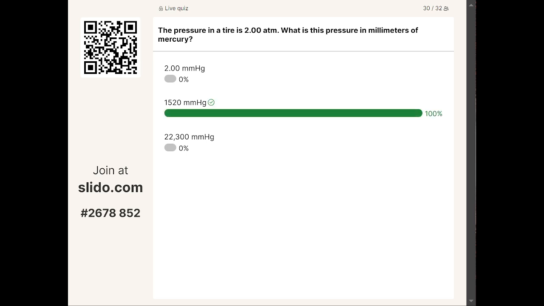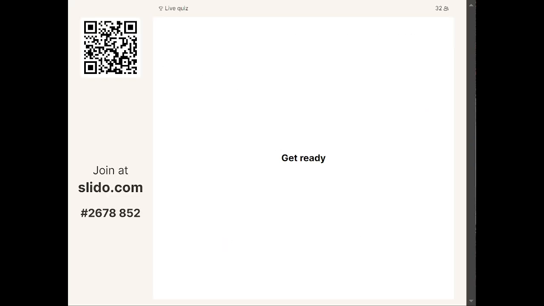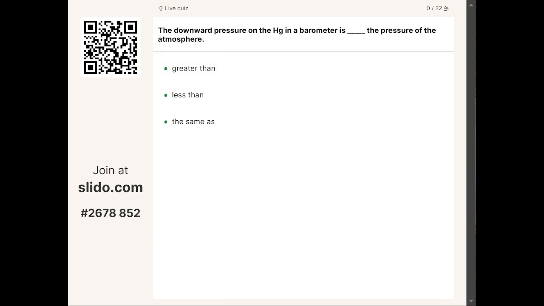Good job. So that was just 2 times the 760, right? Okay, folks. The downward pressure on the Hg, the mercury in the barometer, is blank, the pressure of the atmosphere. Pressure is by the atmosphere.